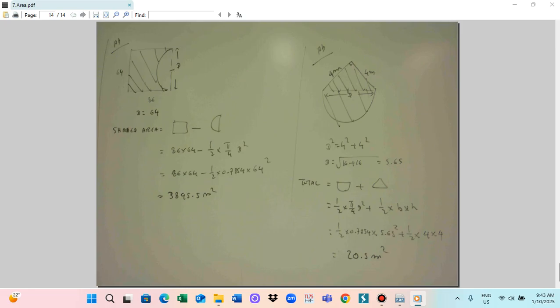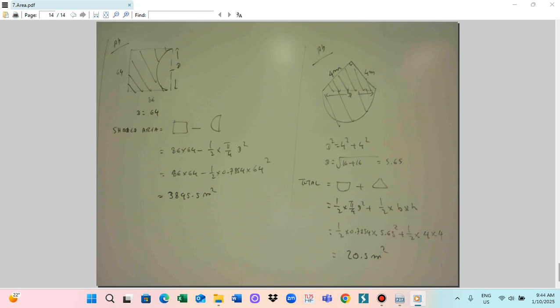For the area, first you have to calculate this D. For this D you use this triangle and Pythagoras. So D square is equal to 4 square plus 4 square. So D is the square root of 16 plus 16, which is the square root of 32. So root 32 is equal to 5.65.